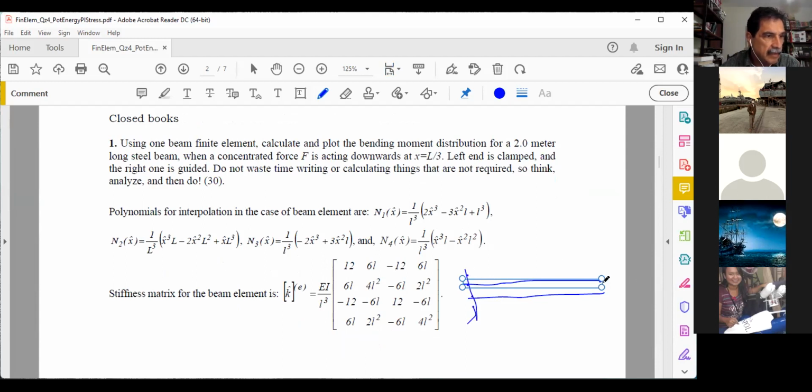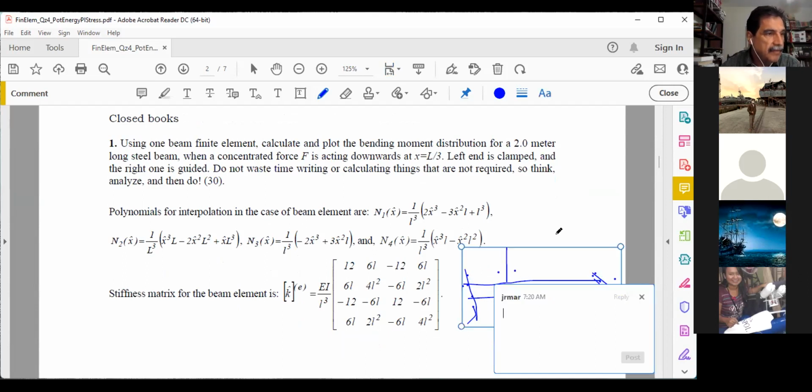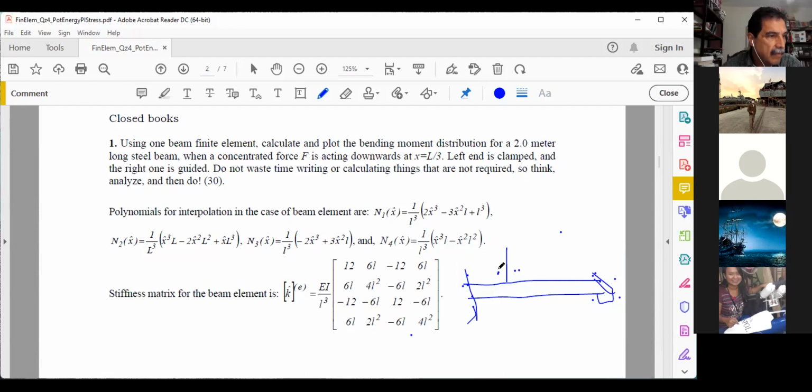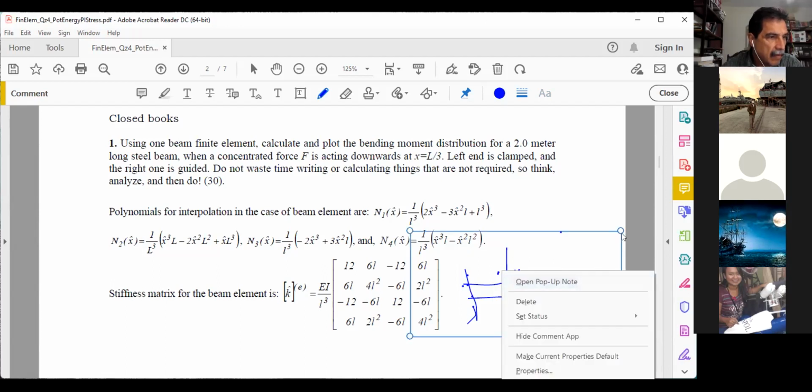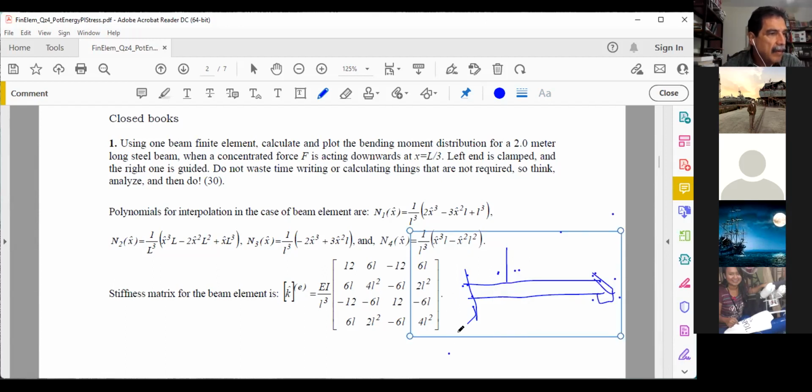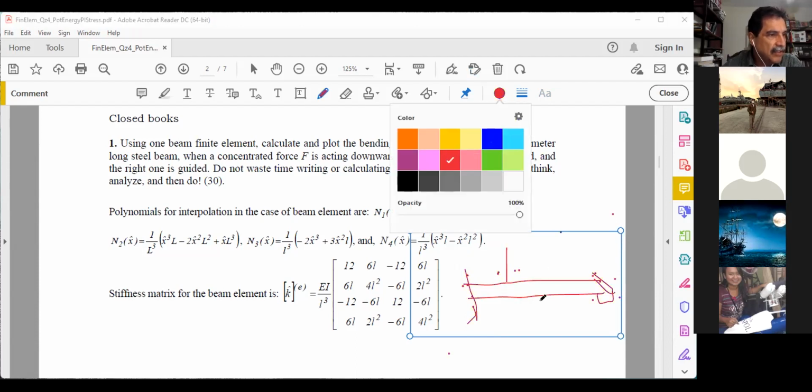It's clamped on the right, guided. We have a force here. I don't know, for some reason it doesn't like to write. Okay, now my question is, how do you describe the deflection?